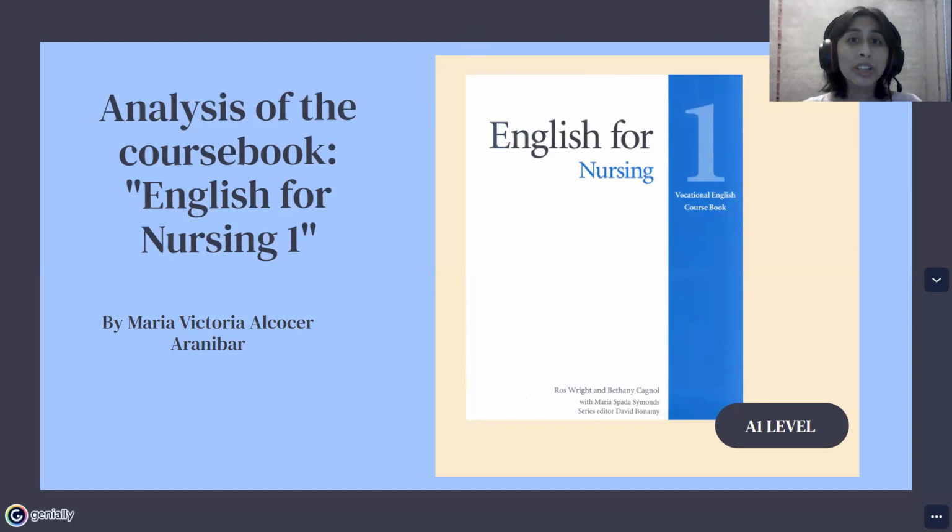We were asked to analyze a course book in which English for specific purposes was taught. In my case, I have decided to analyze the course book English for Nursing 1, a vocational English course book from Pearson. It is an A1 level course book according to the Common European Framework of Reference, and the target students are students who want to be nurses, or graduated students from nursing. In both cases, they are students who need to learn English in order to work in hospitals, clinics and healthcare centers. So they need to learn English for occupational purposes.